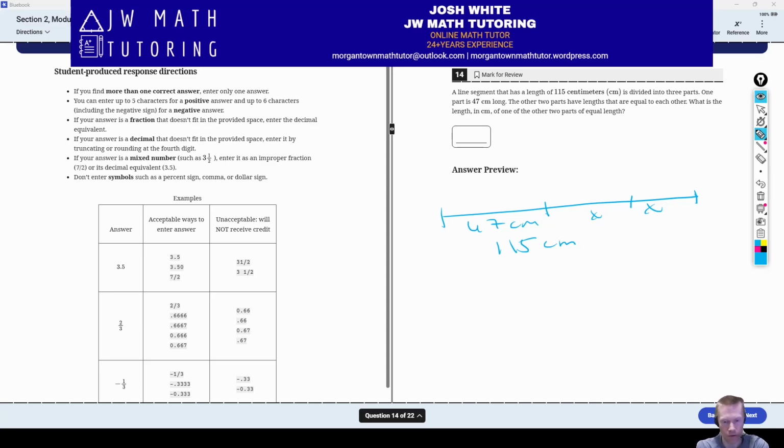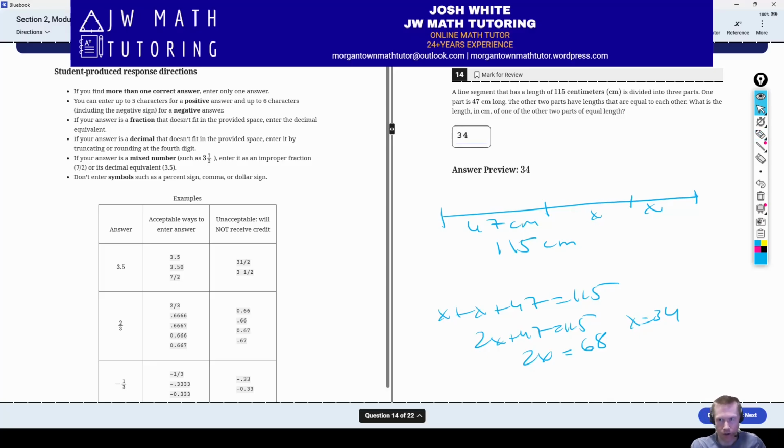Well, they're both the same. So really your equation here is like, 2x plus 47 equals 115. 2x equals, let's look at my notes here, 68. X should equal 34.